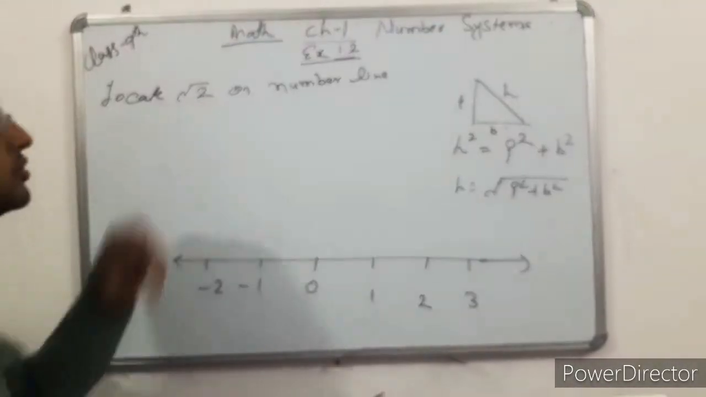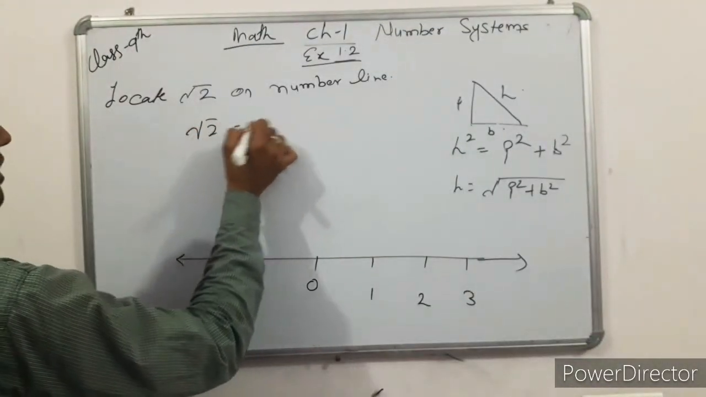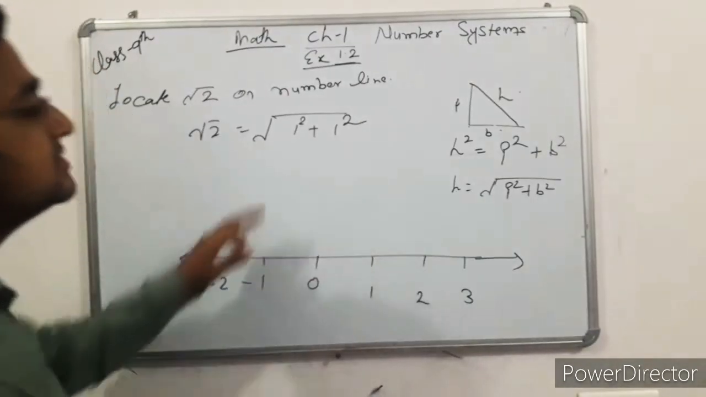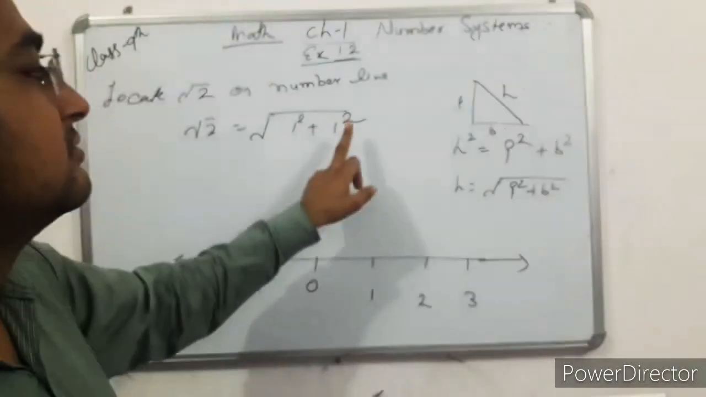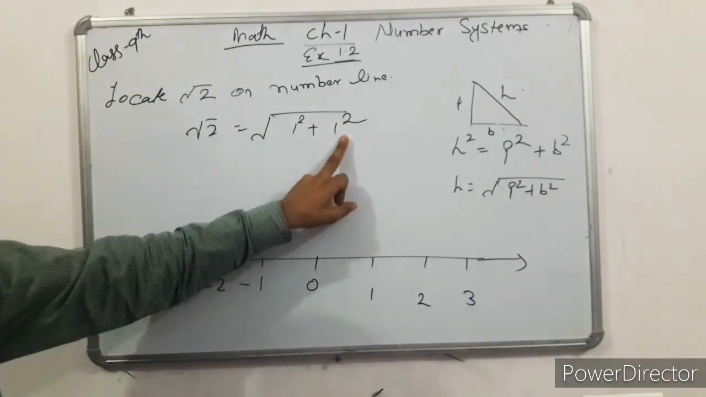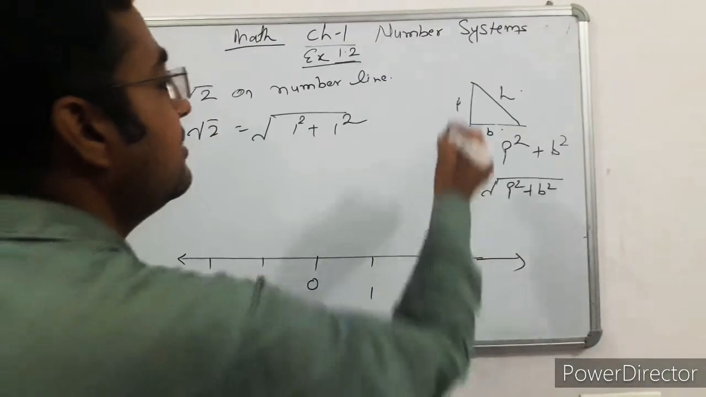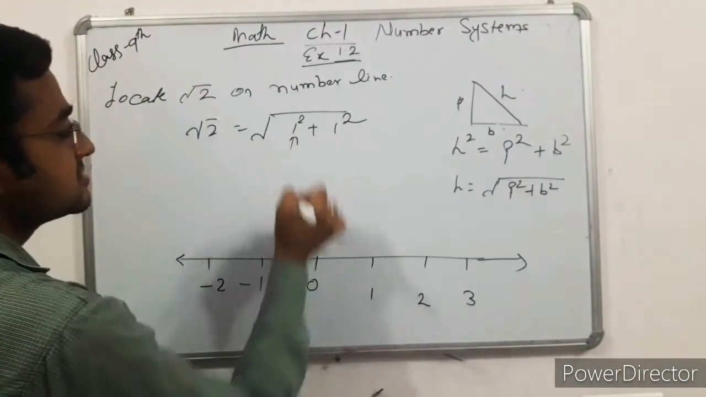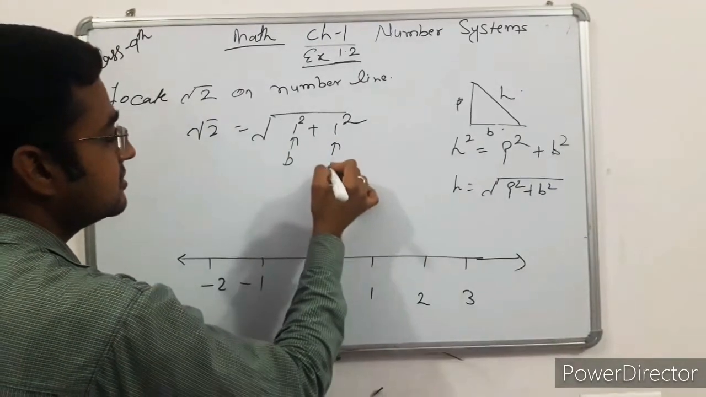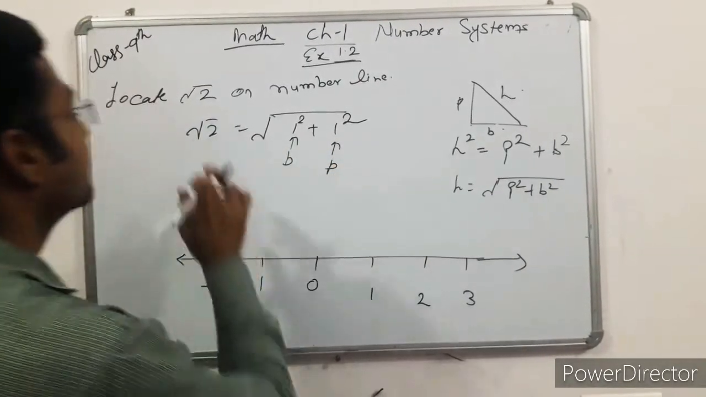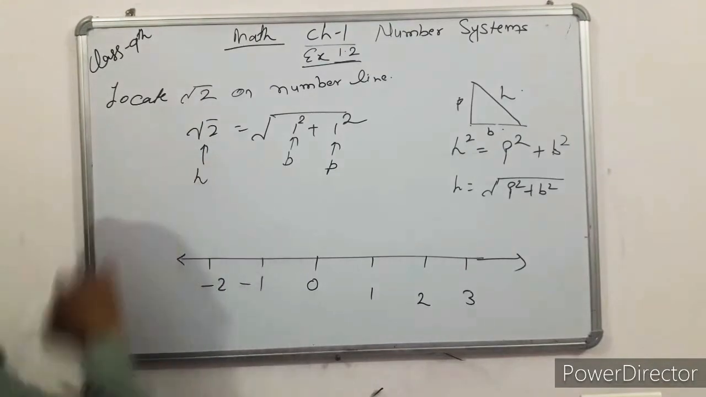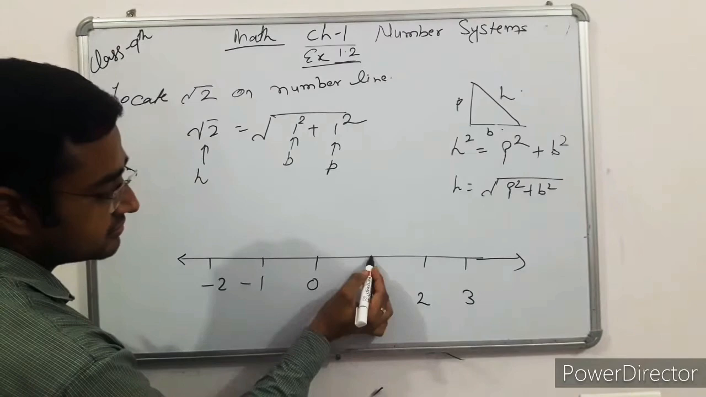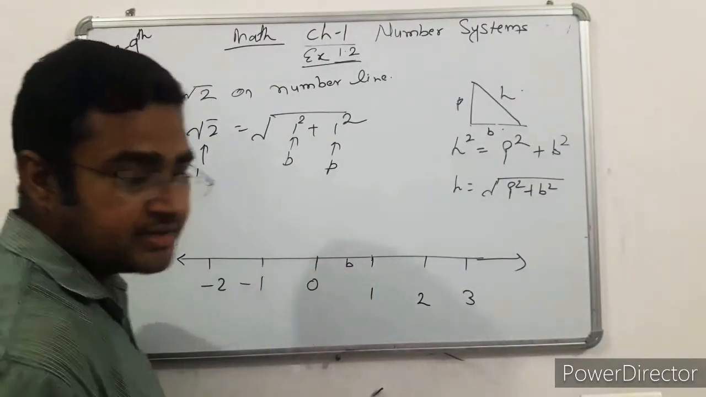So now root 2 we can represent as 1 square plus 1 square. It means the base will be 1 and the perpendicular will be 1. Now see, 1 means base, 1 means perpendicular, and this is the hypotenuse. So now let's say this is 1, this is our base.